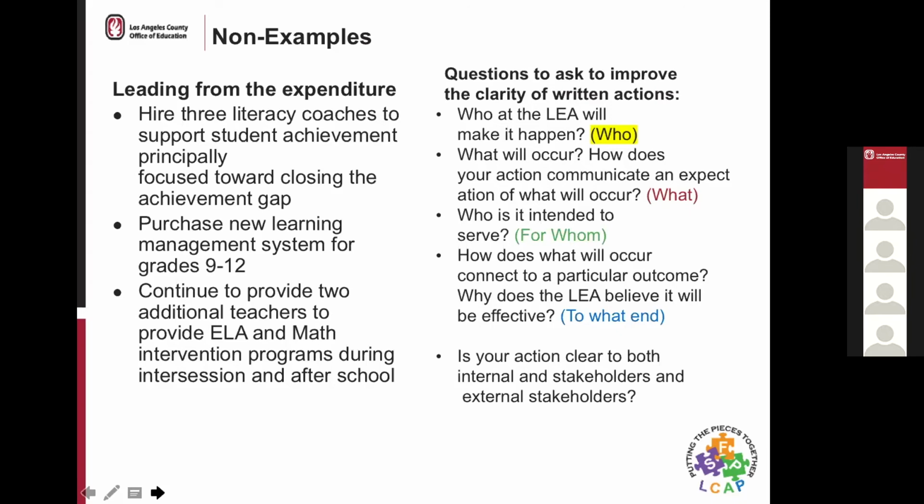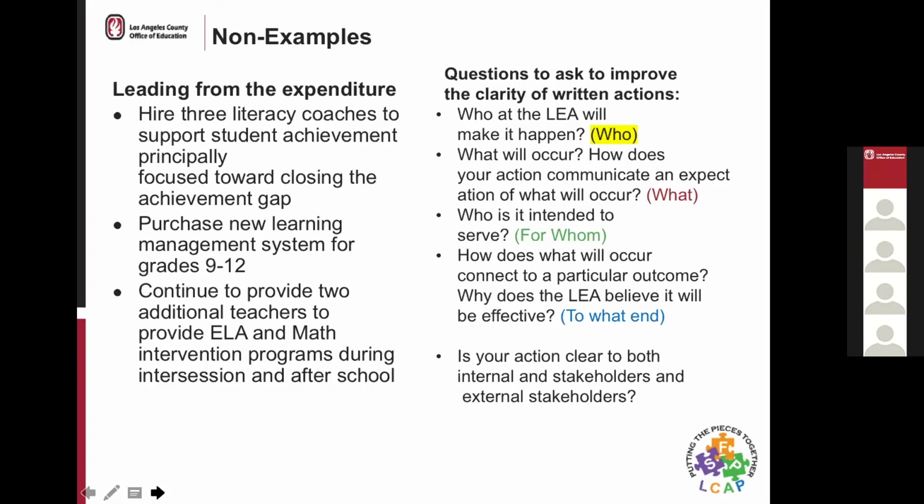For example, if actions are focused on expenditures, we might see actions that lead with statements such as, we hire these staff, or we're going to purchase these items. One of the cautions to avoid when developing the LCAP is to develop it solely on the consideration of what is being funded. Instead, we'd want to know, what are the literacy coaches doing? What is the purpose of the learning management system? How are they being used?